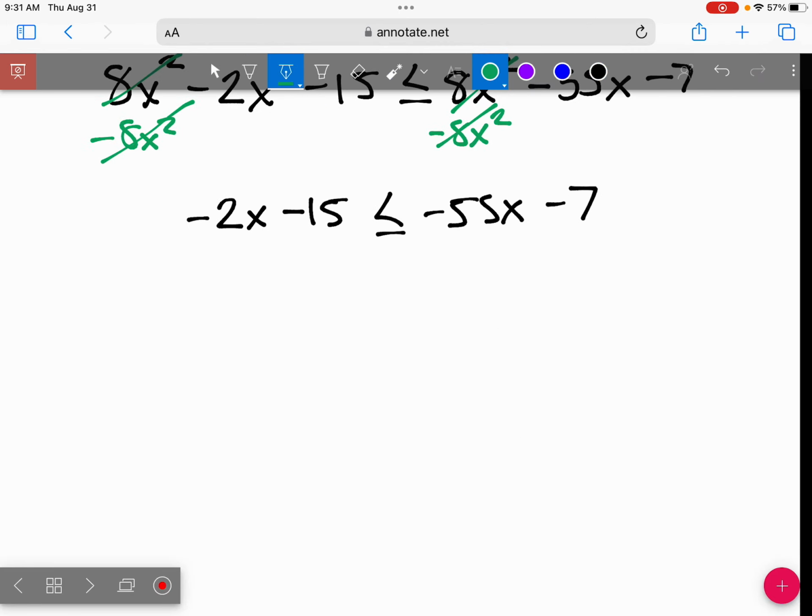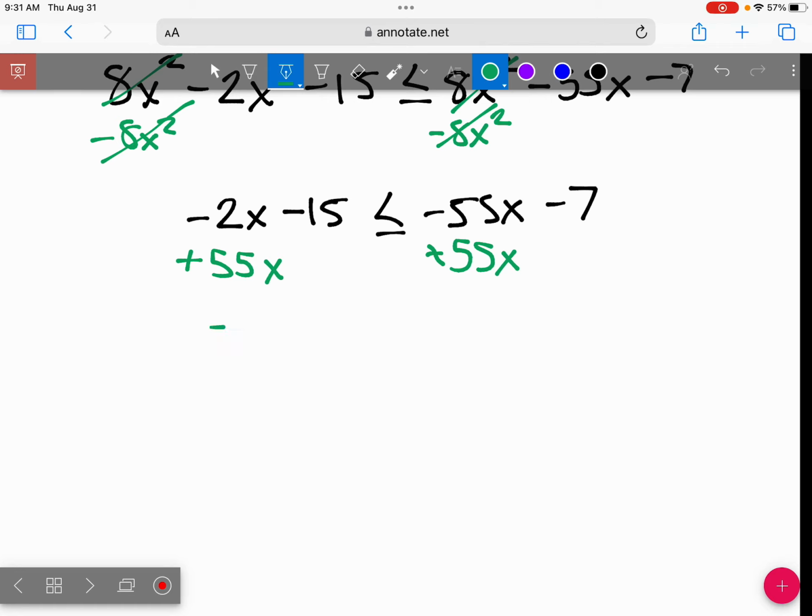Add the 55x. If we add the smaller one, we will wind up with significantly less negative coefficients, which means we may or may not have to change signs. So I'm going to take the smaller x, and I tend to move that one. So I'm going to add 55x. It's not wrong to go the other direction. Again, freedom of choice. As long as you get to the same solution, we're fine.